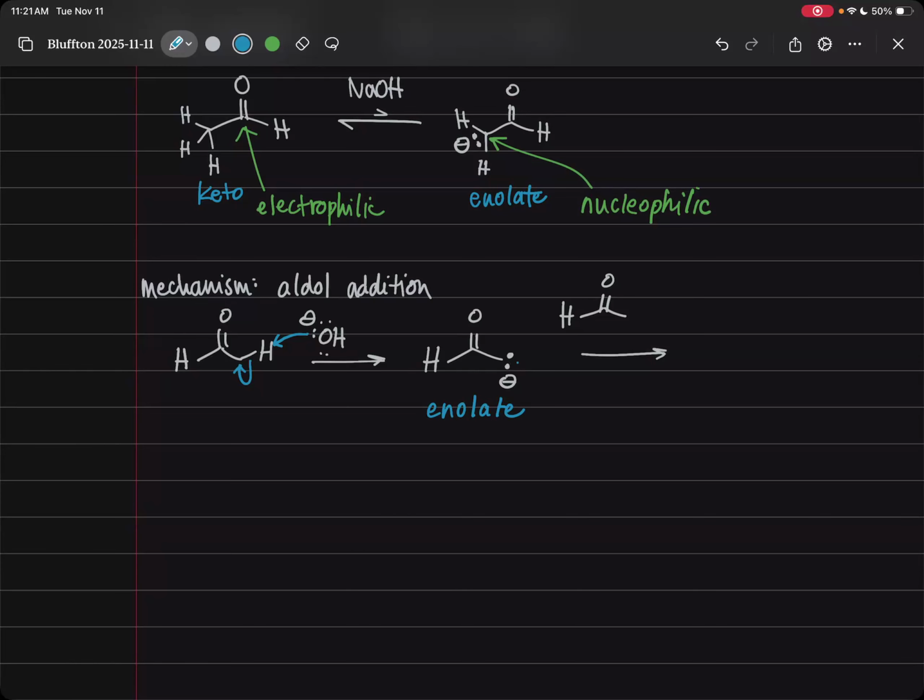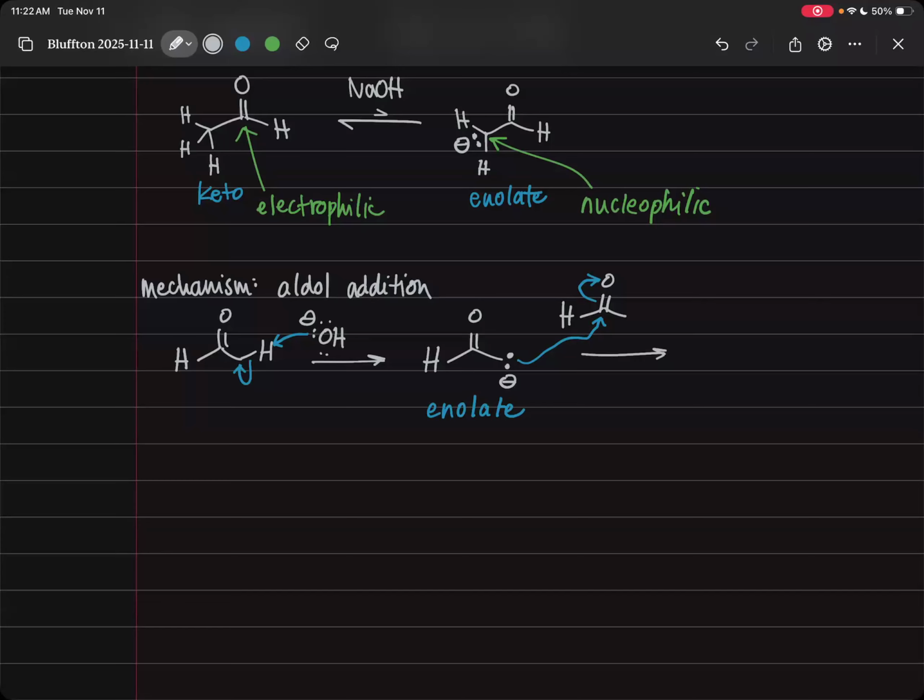So we're going to connect the nucleophile of the enolate with the electrophilic carbon of the aldehyde. And that's our carbon-carbon bond forming step. So additionally, what we have to do here, we can't have 5 bonds to that carbonyl carbon. So we're going to move some pi electrons up onto the oxygen.